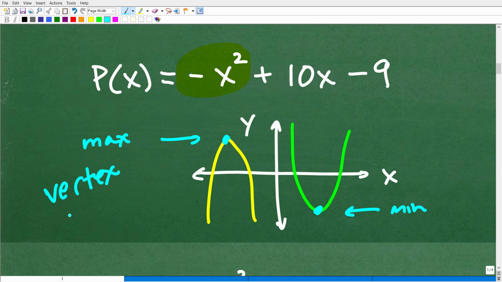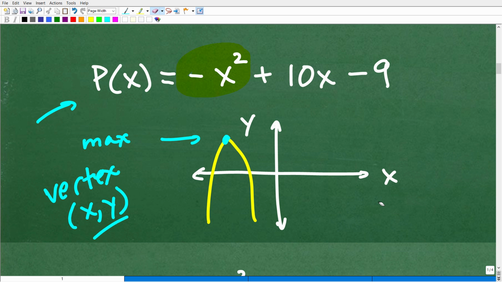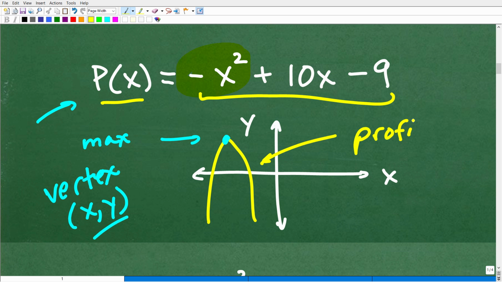Okay, you got to be able to find the vertex. And again, this is a specific XY point. And you can find the vertex of a parabola using both algebra and calculus. Okay, but what is our situation for this particular problem? Well, we're dealing with a negative parabola. So we're dealing with this kind of situation right here. And if you think about it, this function is talking about profit, right? Where this graph is representing the profit.